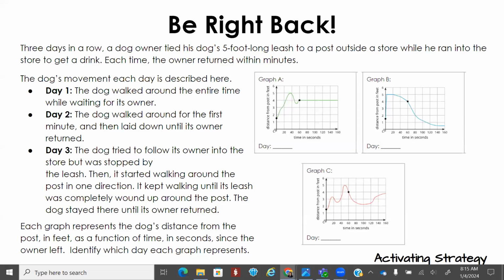So 3 days in a row, a dog owner tied his dog's 5-foot leash to a post outside a store while he ran into the store to get a drink. First of all, don't do that. Second of all, let's go. Each time the owner returned within minutes. The dog's movement each day is described here.